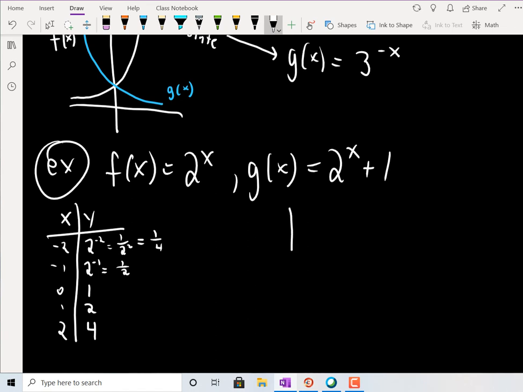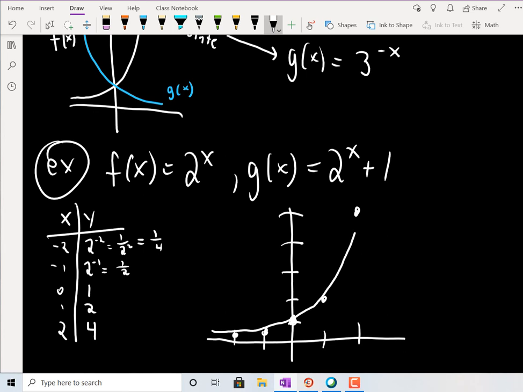Okay, so I'll graph those. I'll do those in white. So I have -2, 1/4, -1, 1/2, 0, 1, 1, 2, 2, 4. So another exponential growth curve, going like this. Okay. And if you add a 1 on the outside, what's that going to do? That's going to shift it up by 1. So let's put that in yellow. So everything goes up 1.